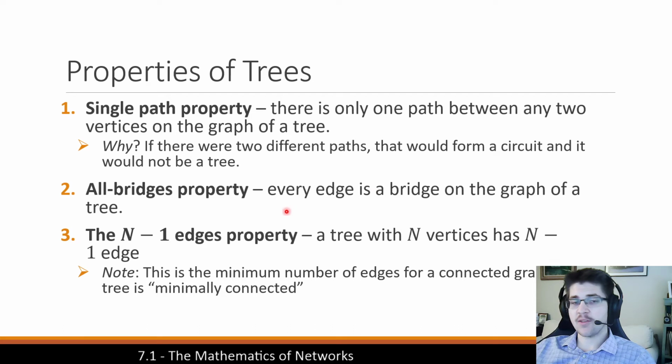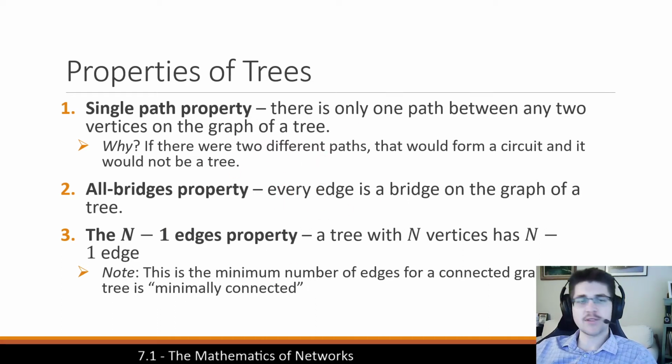And the last property is called the n-1 edges property. I think this is the easiest way to determine if a graph is a tree or not, which just states that a tree with n vertices has n-1 edges. That's saying there's always one less edge than the number of vertices. So say we had 10 vertices, there should be 10 minus 1, or 9 edges in that graph. And all these properties are really the same thing. They're different ways of looking at it.